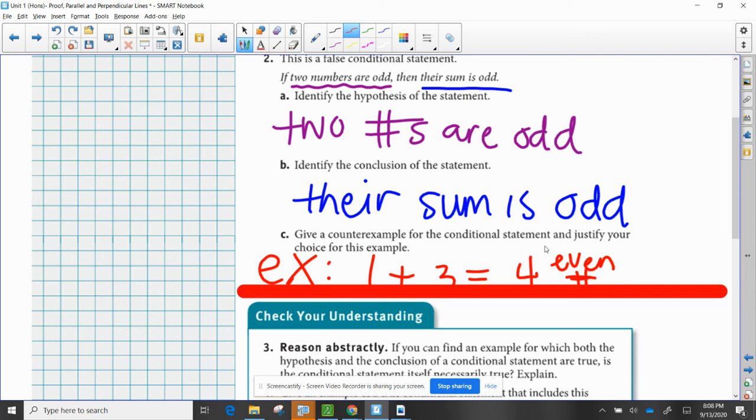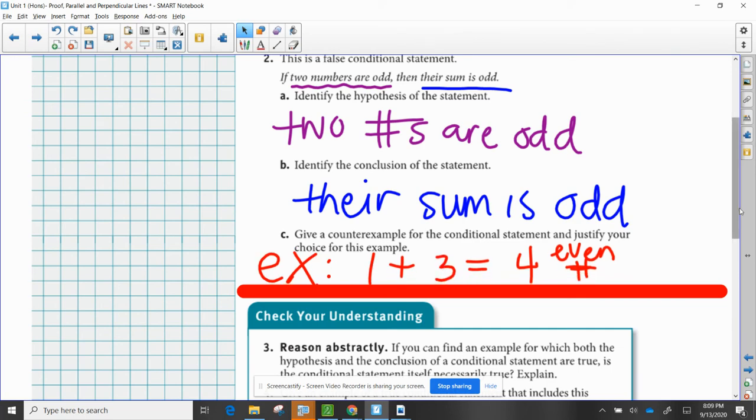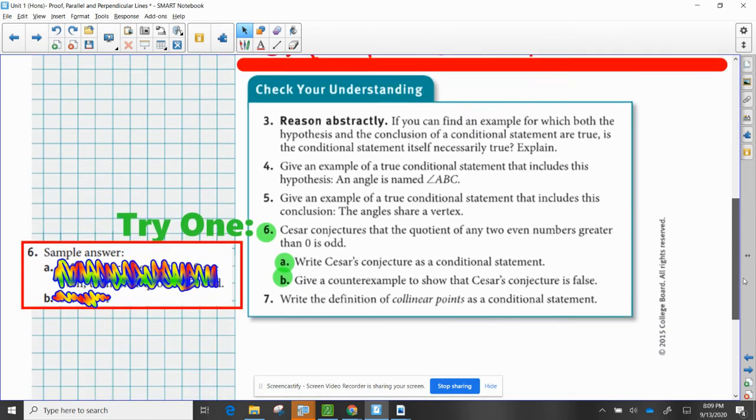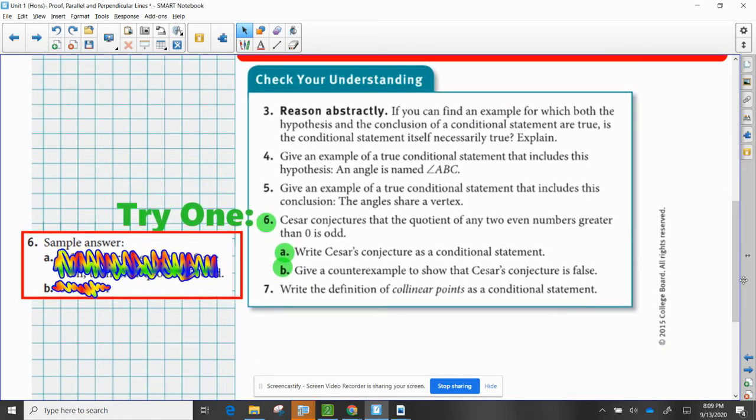Okay. So not all conditional statements have to be true. If you can think of a counterexample, then you can prove it's false. Okay. All right, so just one more example that you guys are going to try. This is number 6 down here, where it says Caesar conjectures that the quotient of any two even numbers greater than 0 is odd. Okay, so Caesar is saying you divide two even numbers that are greater than 0, and your answer should be an odd value. So I want you to rewrite his conjecture as an if-then conditional statement. So go ahead and try that right now.